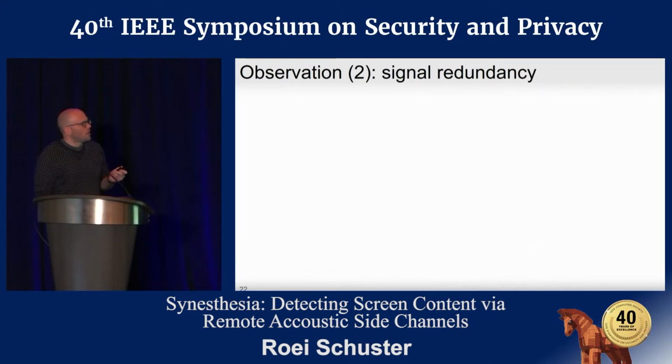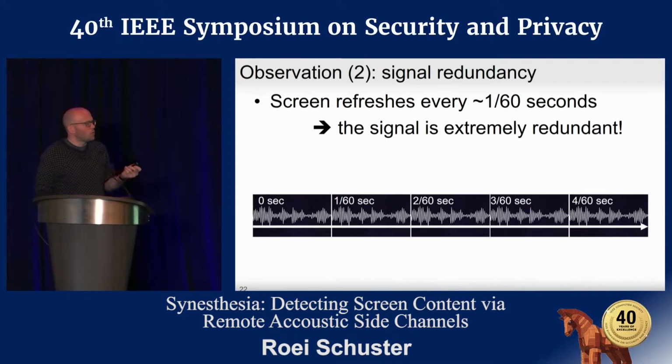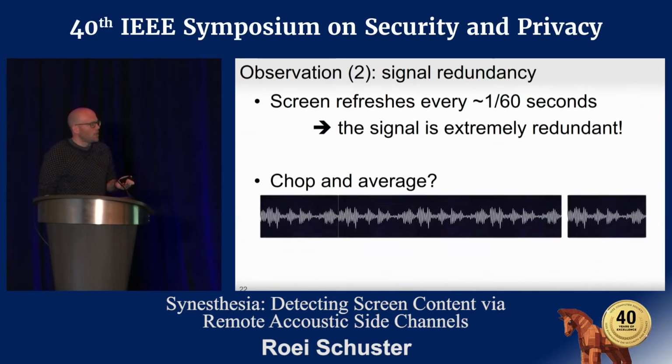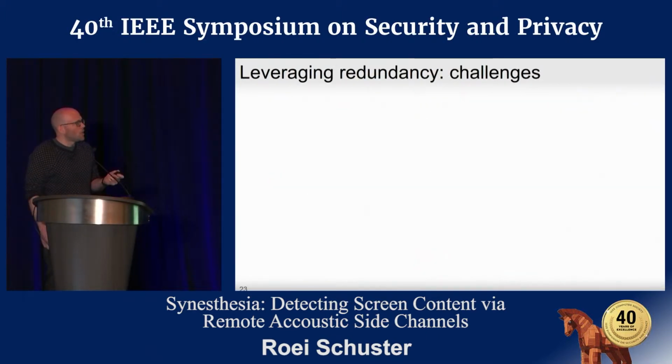The modulated signal is easier to extract in a clean way, so we demodulate the signal and use that. Another observation is that we have a lot of redundancy in this leakage because the screen refreshes 60 times a second. So a natural approach would be to chop the signal into 60 chops per second and average the chops, and we're supposed to get a much higher SNR signal from that because the noise is expected to be eliminated and the signal will persist.